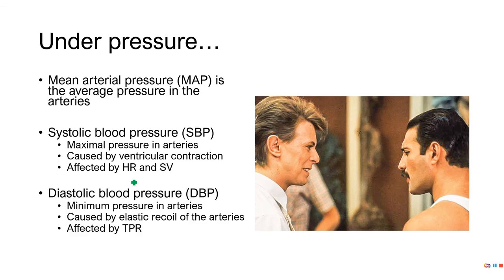Then we've got diastolic blood pressure. It's the minimum pressure in the arteries. And this has nothing to do with the ventricles, but it's caused by elastic recoil of the arteries. And this question will be on exam 3. What causes diastolic blood pressure? And the answer is elastic recoil of the arteries.